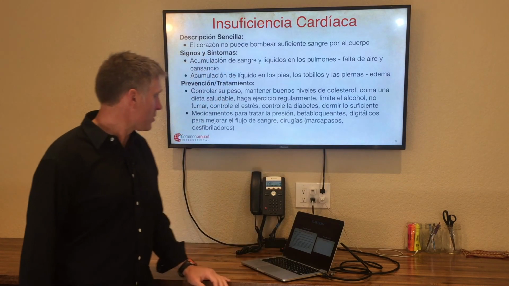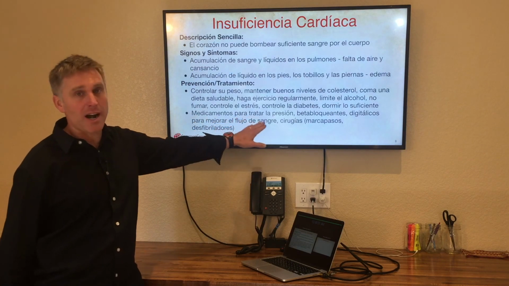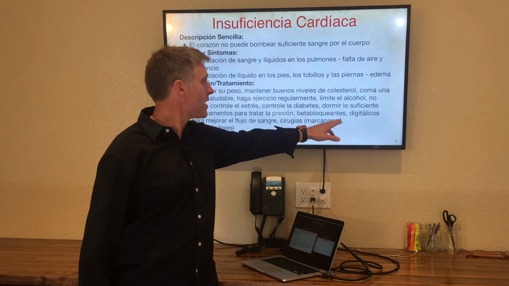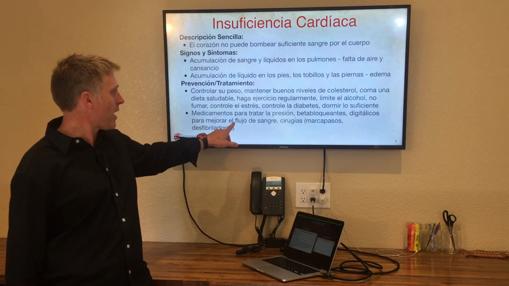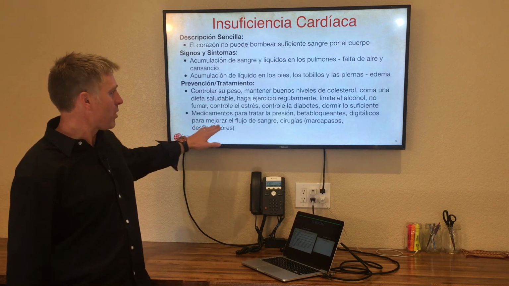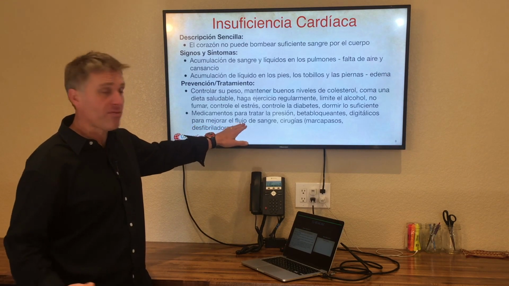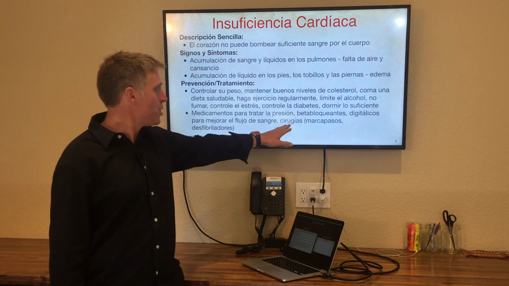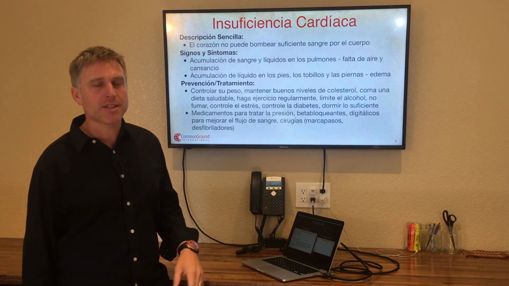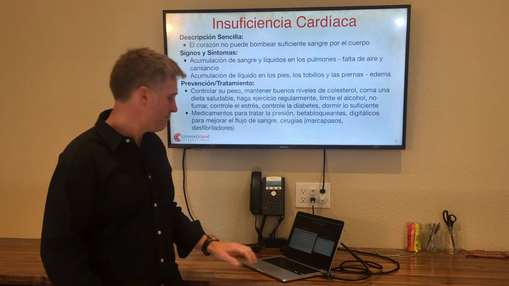Ahora, tratamiento. Medicamentos para tratar la presión. Beta bloqueantes. Digitálicos para mejorar el flujo de sangre. So, para mejorar, improve el flujo, flow de sangre. Cirugías, marcapasos, desfibriladores, etc. ¿Ok? Muy bien.